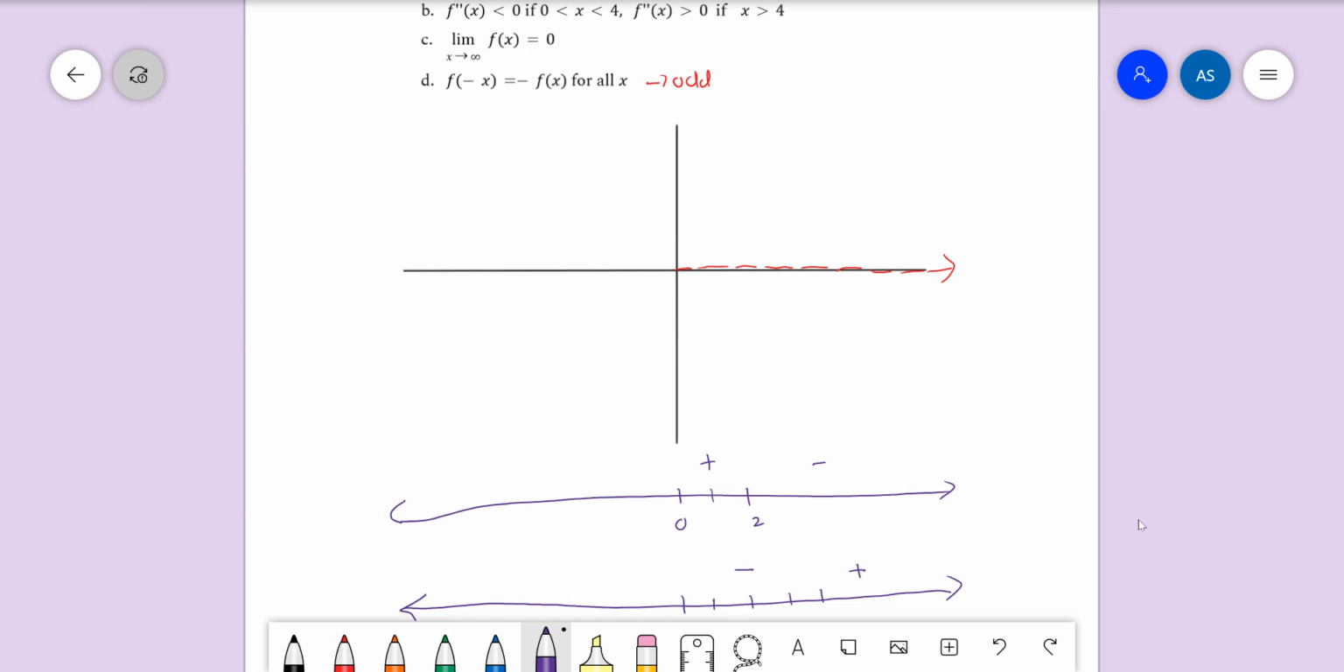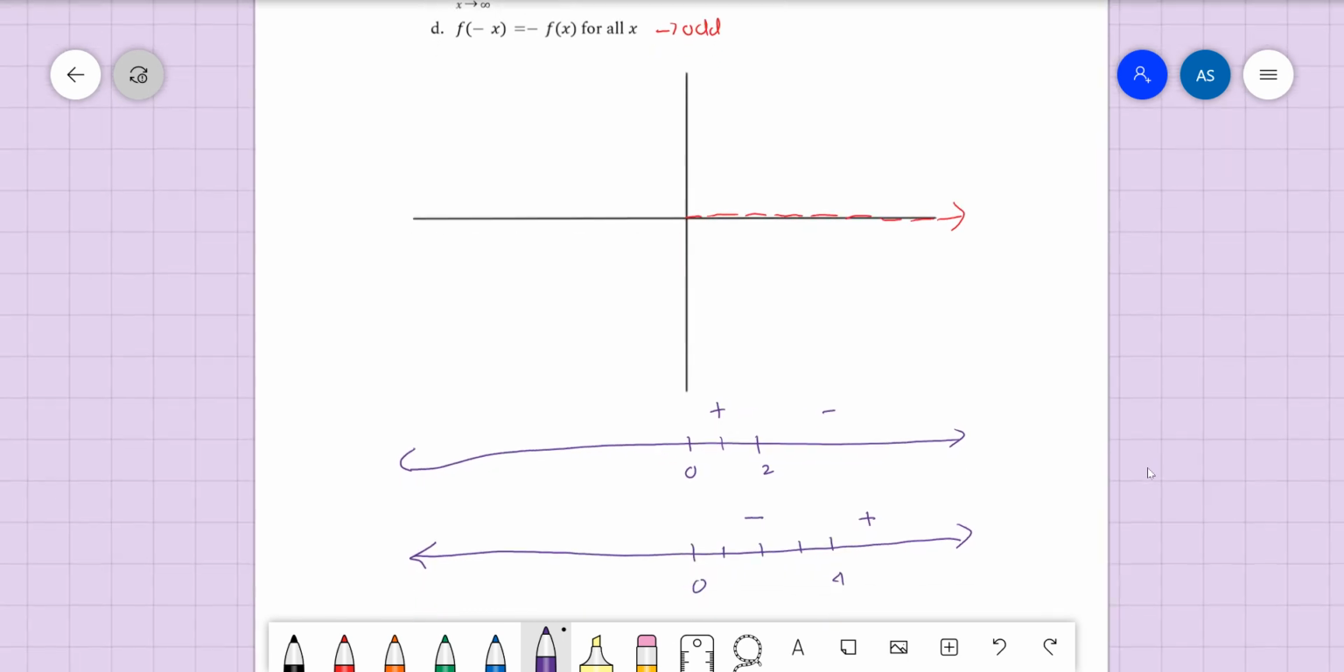So next we have everything that we need to be able to draw this graph. So let's go ahead and do that.